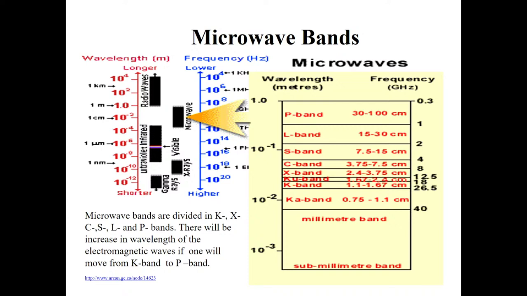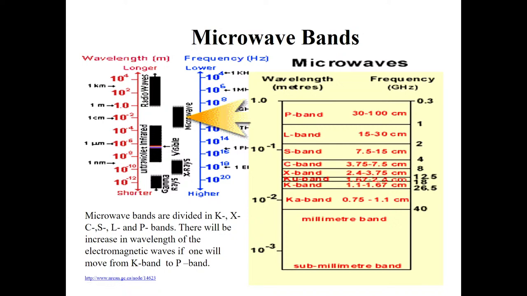This is the microwave band which is used in remote sensing. So we are going to see here the portion of the electromagnetic spectrum which is used in microwave remote sensing. That portion covers from K band to P band. Here, for Ka band, the wavelength range is 0.75 to 1.1 centimeter. For K band, 1.1 to 1.67 centimeter. For Ku band, this is 1.67 centimeter to 2.4 centimeter.